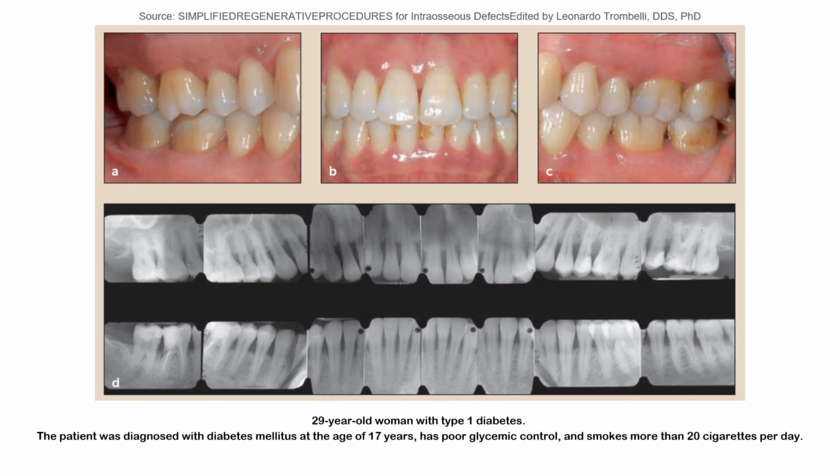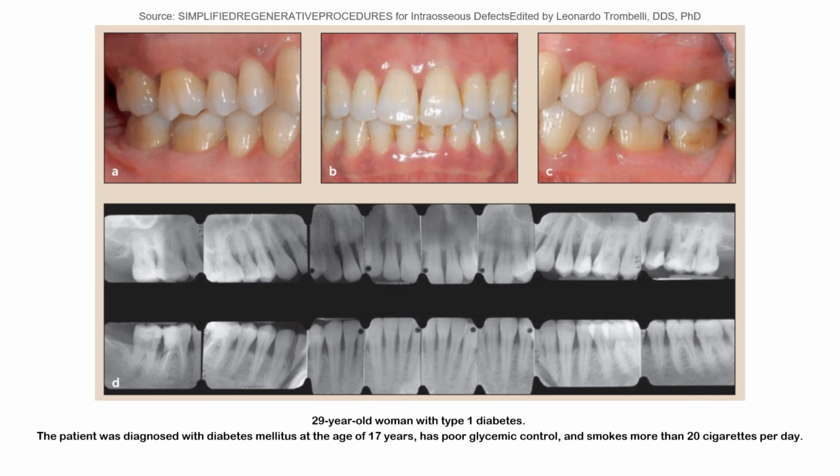Here is an example that we can look at and try to figure out the stage and grade for this case of periodontitis. So this patient is 29 years old and she has type 1 diabetes, and it is poorly controlled, and she smokes more than 20 cigarettes per day. So the first thing that comes to mind when you see poor glycemic control and smoking more than 10 cigarettes per day is that this patient belongs to grade C. So that was very easy.